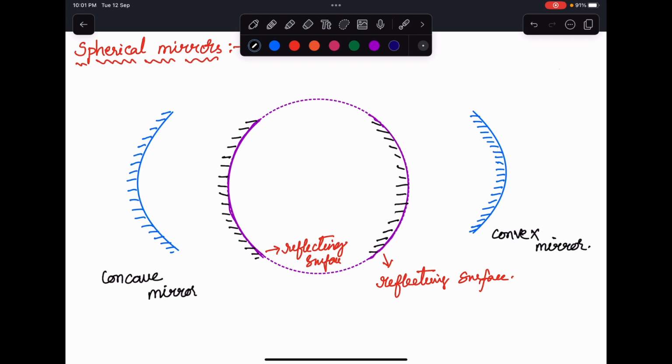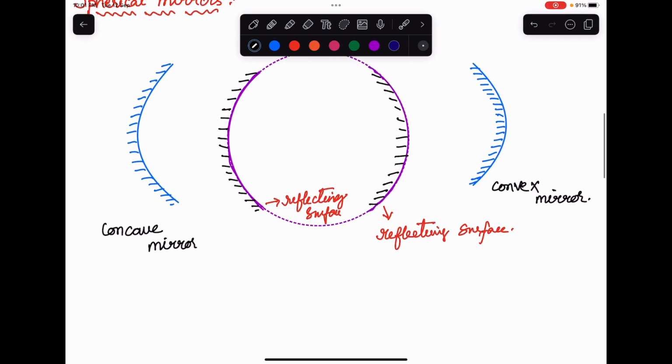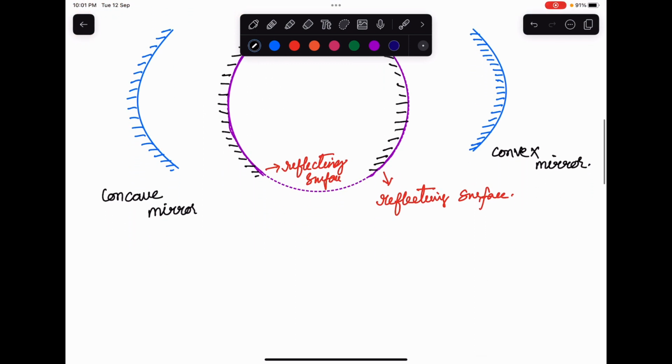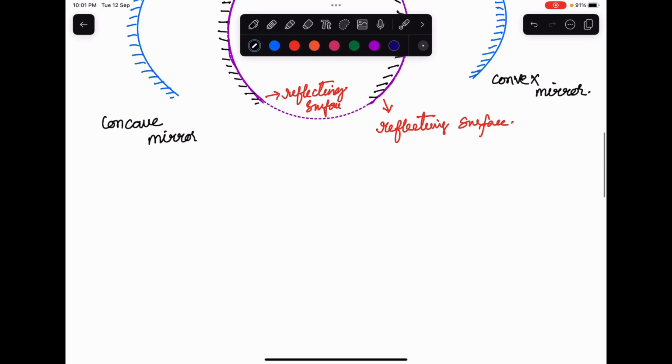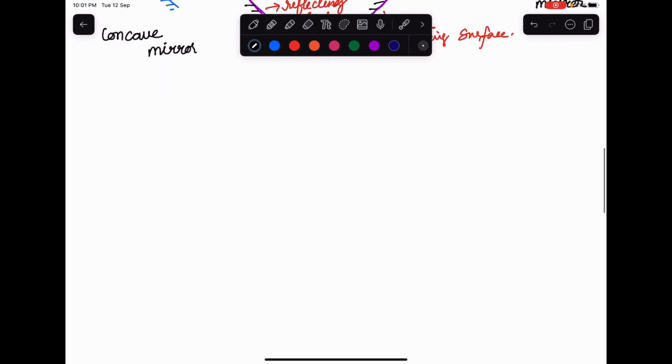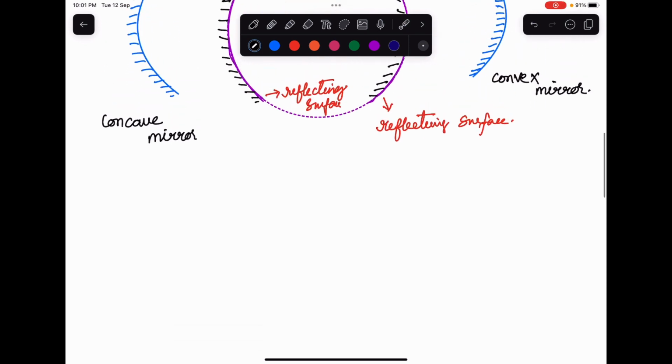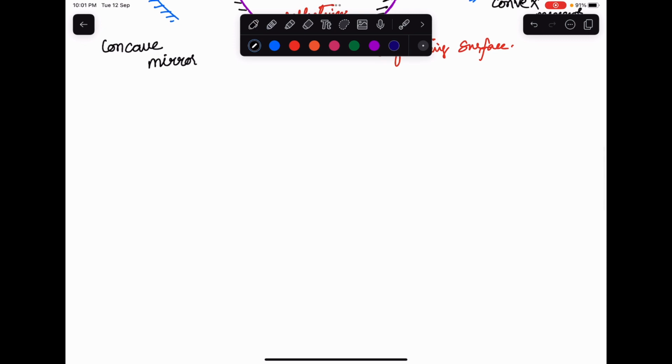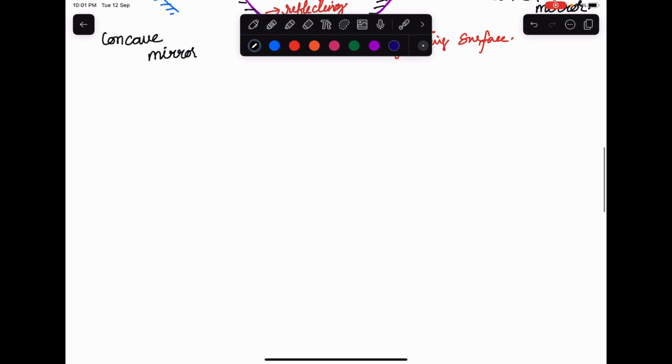So now let us learn about these two mirrors in detail, with the different kinds of terminologies we will be using, to understand clearly. Okay, shall we do it? Yeah. So let us go now into the topic. First let us consider a concave mirror and then a convex mirror.